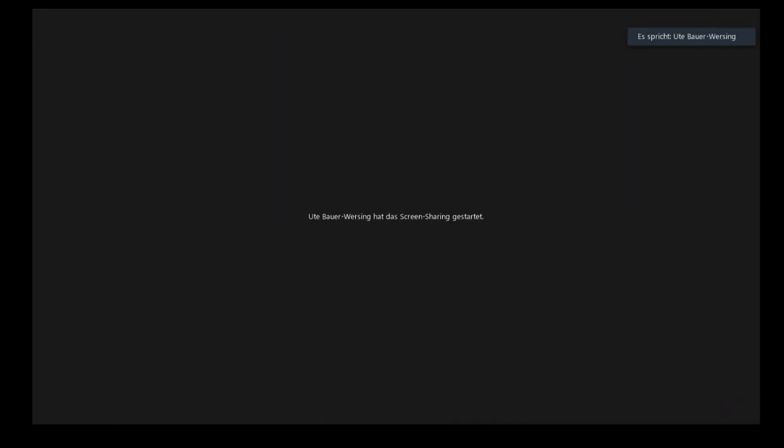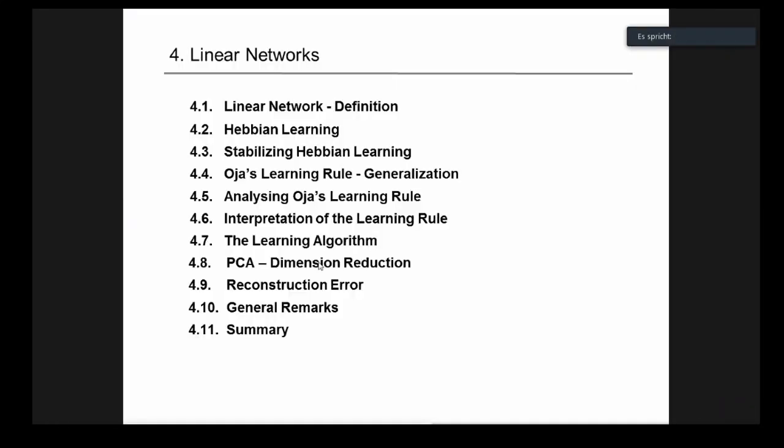Now you should see the slide that I was just explaining. So we introduce the networks, we go into the learning, we extend the learning rule, we analyze the learning rule, and we connect linear networks to PCA.